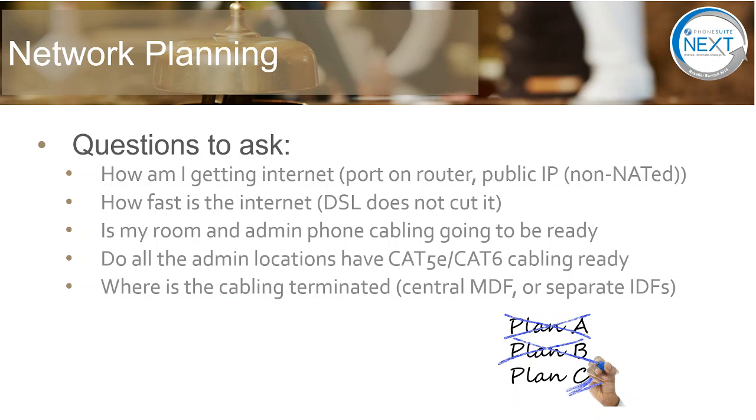And then, where is the cabling terminated? This is a more recent phenomenon we've seen where a new build will not terminate all of the networking or TDM cabling to one room. They'll terminate it to separate IDFs on each floor, or maybe every other floor. And that is a nasty surprise to find out the day of install. So you're going to want to make sure you ask those questions before you do the install. Make sure you understand, okay, where is all my cabling going to actually be terminated, so that I know where all my switches, routers, and everything else should be located.